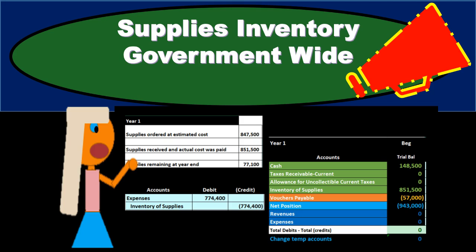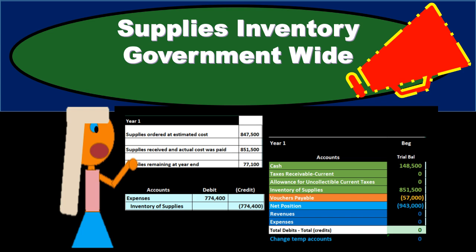In this presentation, we will take a look at an example problem related to supplies inventory for the government-wide type activities. This will be more familiar because it's going to be more normal accrual accounting. Therefore, we'll go through it a little bit faster, but we want to be able to compare and contrast the normal accrual that will be used in the government-wide activities to the consumption method, purchases method that could be used in the modified accrual activities for some of the funds, including the governmental type of funds.